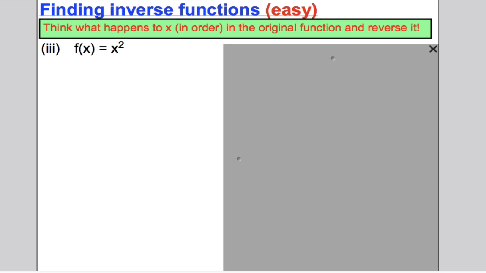Let's have a go at another one here. Here's a function, and it's the squared function. You take a number and you square it. Now, what is the domain? What numbers can you put in here? Well, you can put any real number in there. So the domain is any real number. What's the range of that?